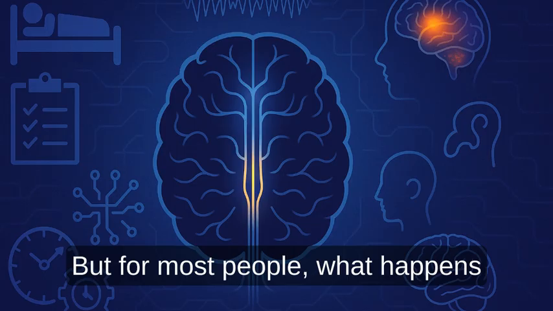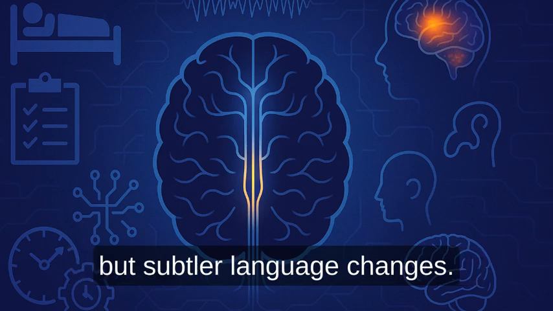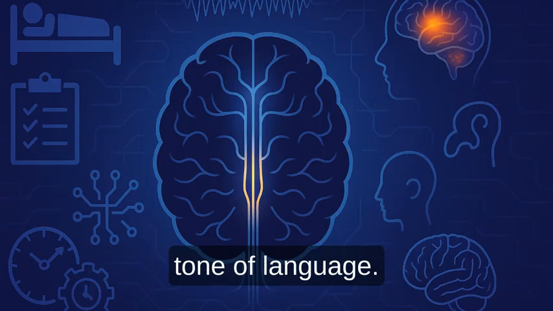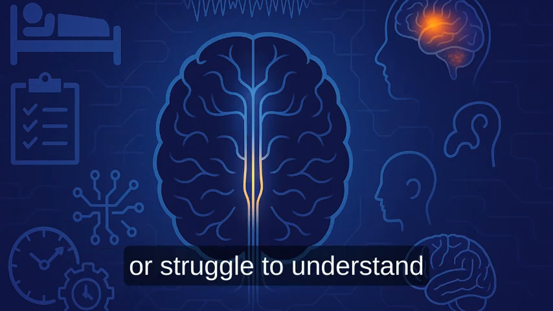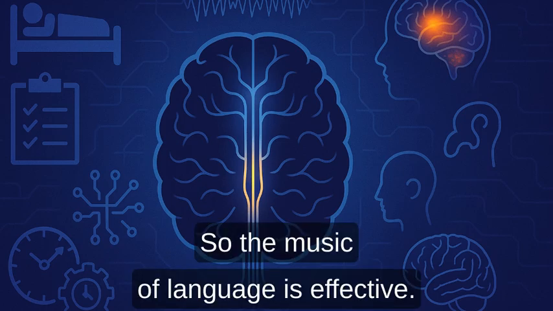But for most people, what happens with right hemisphere damage? You might not see classic aphasia, but subtler language changes. A big one is aprosodia, problems with the emotional tone of language. They might speak in a flat monotone, motor aprosodia, or struggle to understand emotional tone in others' voices, sensory aprosodia. So the music of language is affected.